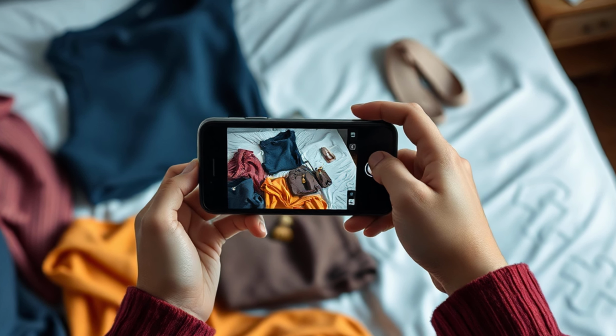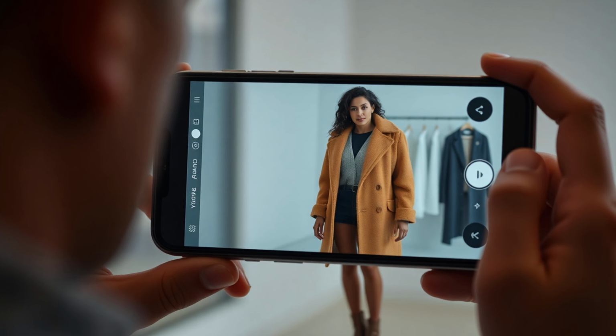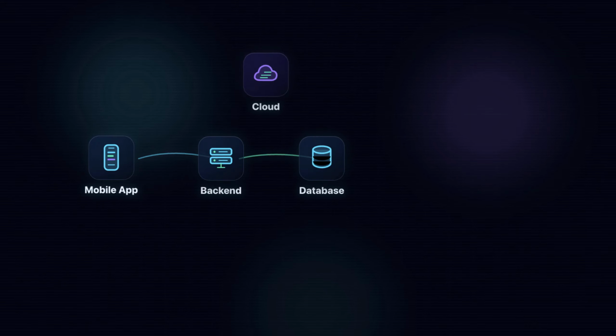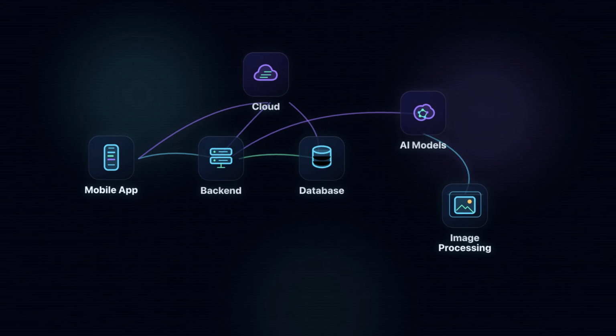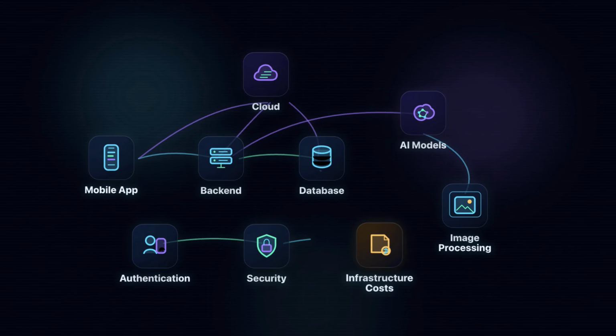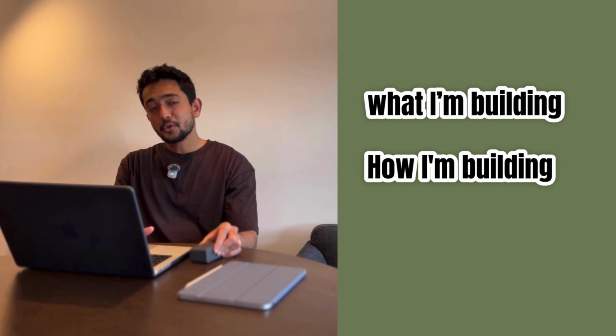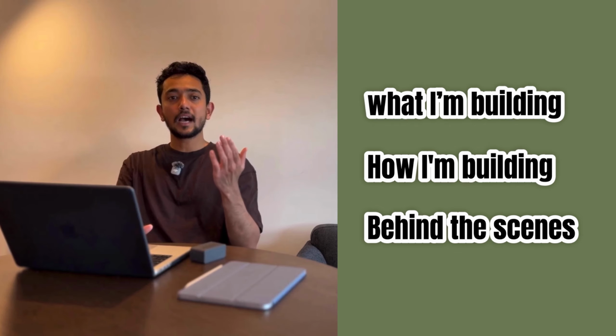The idea behind Coutiq is simple. You upload your wardrobe, AI understands your clothes, creates outfits from the clothes you already own, and you can even virtually try them on. But once I started actually building it, I realized it's not a simple fashion app. There's the mobile app, backend, database, cloud, AI models, image processing, authentication, security, costs, lots of small engineering decisions behind it. So in this video, I want to show you what I'm building, how I'm building it, and how it actually works behind the scenes.